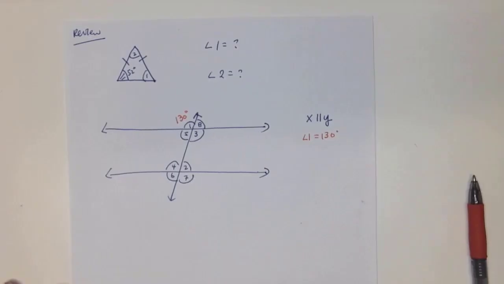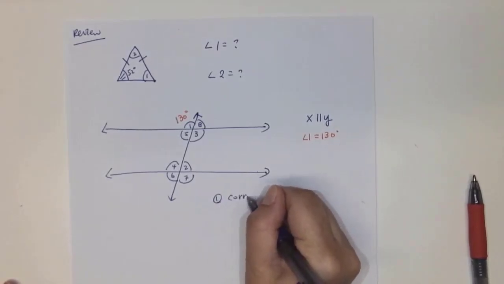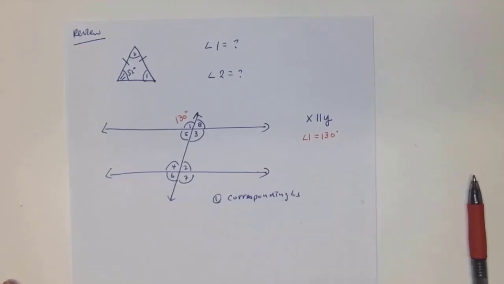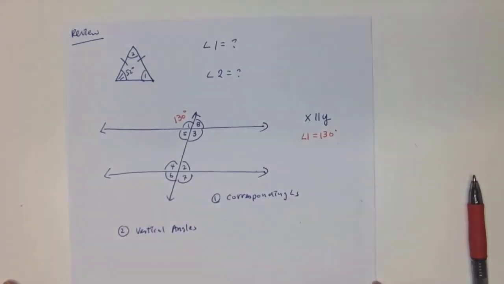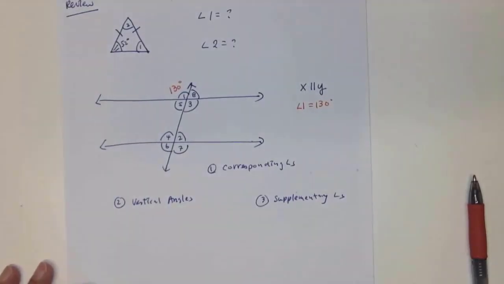And we want to know which one would be corresponding angles, vertical angles, and supplementary angles, also alternate interior and alternate exterior.